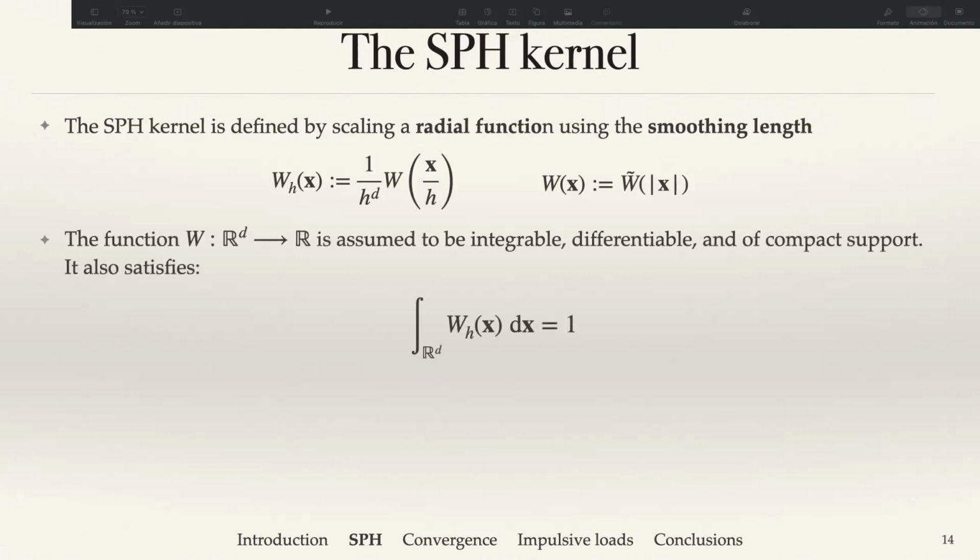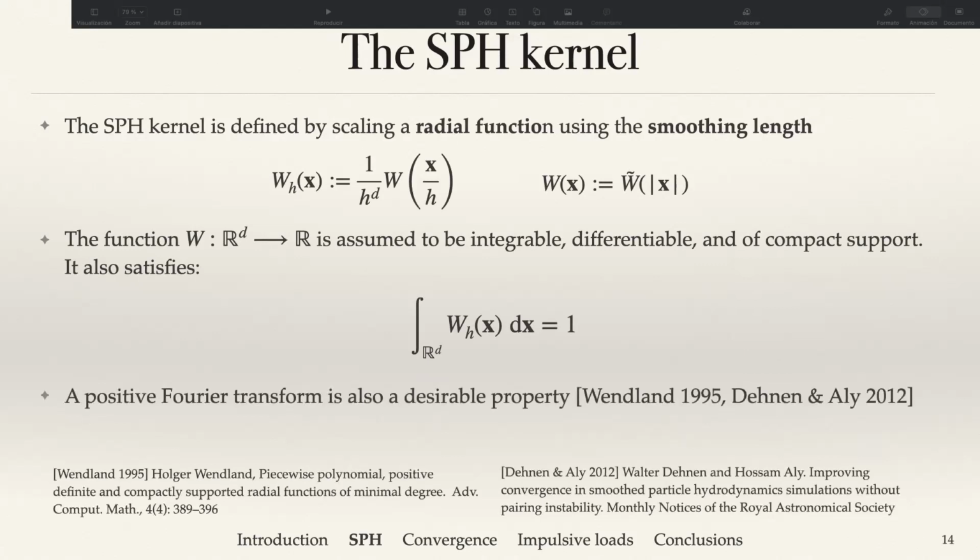And apart from being radial, the kernel is asked to satisfy other conditions, for instance, being integrable, differentiable, of compact support, and that its integral is equal to 1. Recently, there is another property that has been considered interesting by SPH practitioners. That is the fact that the kernel has a positive Fourier transform.